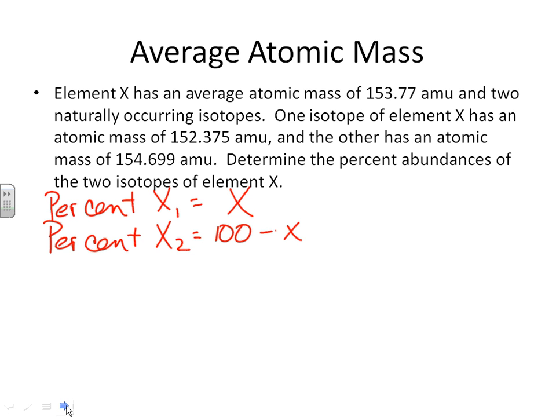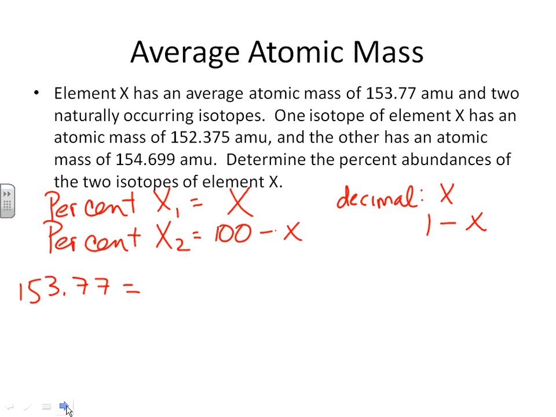So by doing this, we can now essentially solve the problem. In fact, I'm going to say in terms of decimals instead of percents, it's going to be x and 1 minus x. Essentially, all I'm doing here is dividing by 100. It'll make the work a little bit easier. So now we're going to set up the same thing, only now I know that the average atomic mass, 153.77, is equal to the weighted average of the two isotopes.